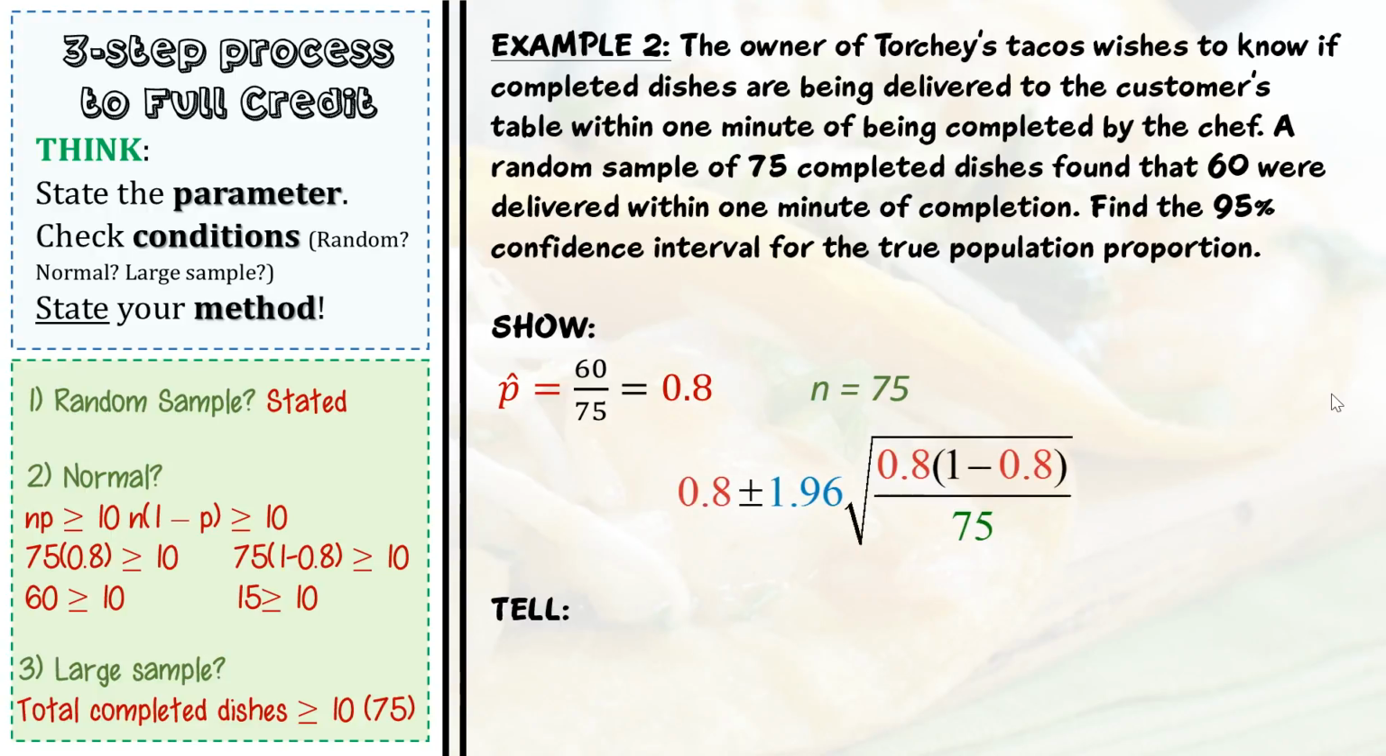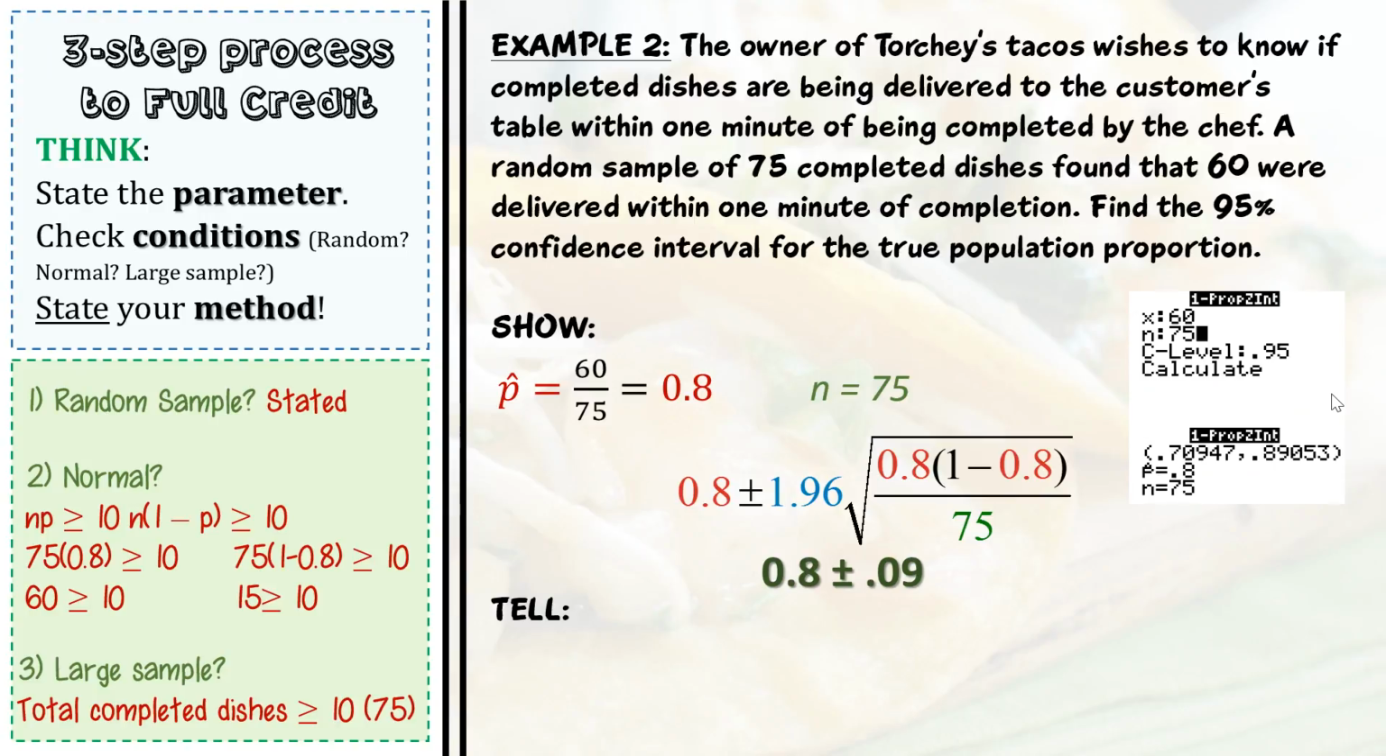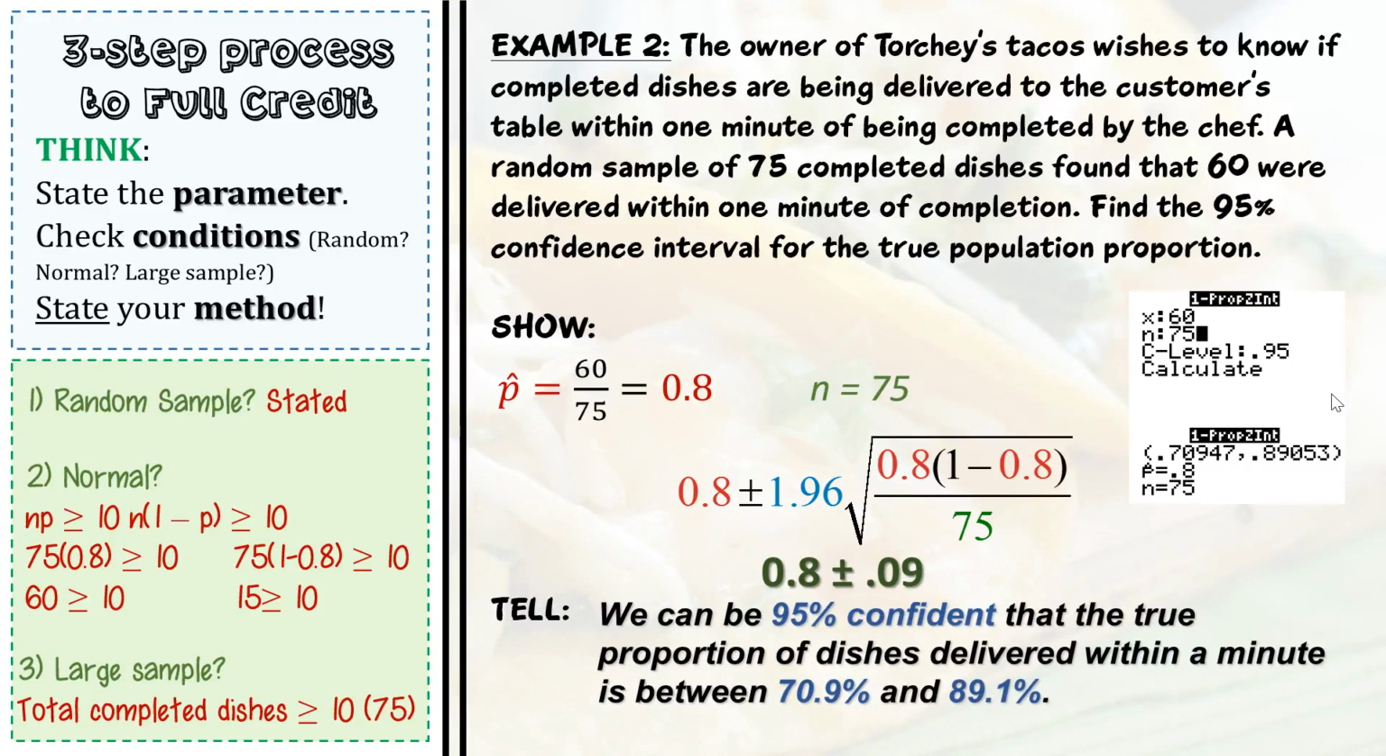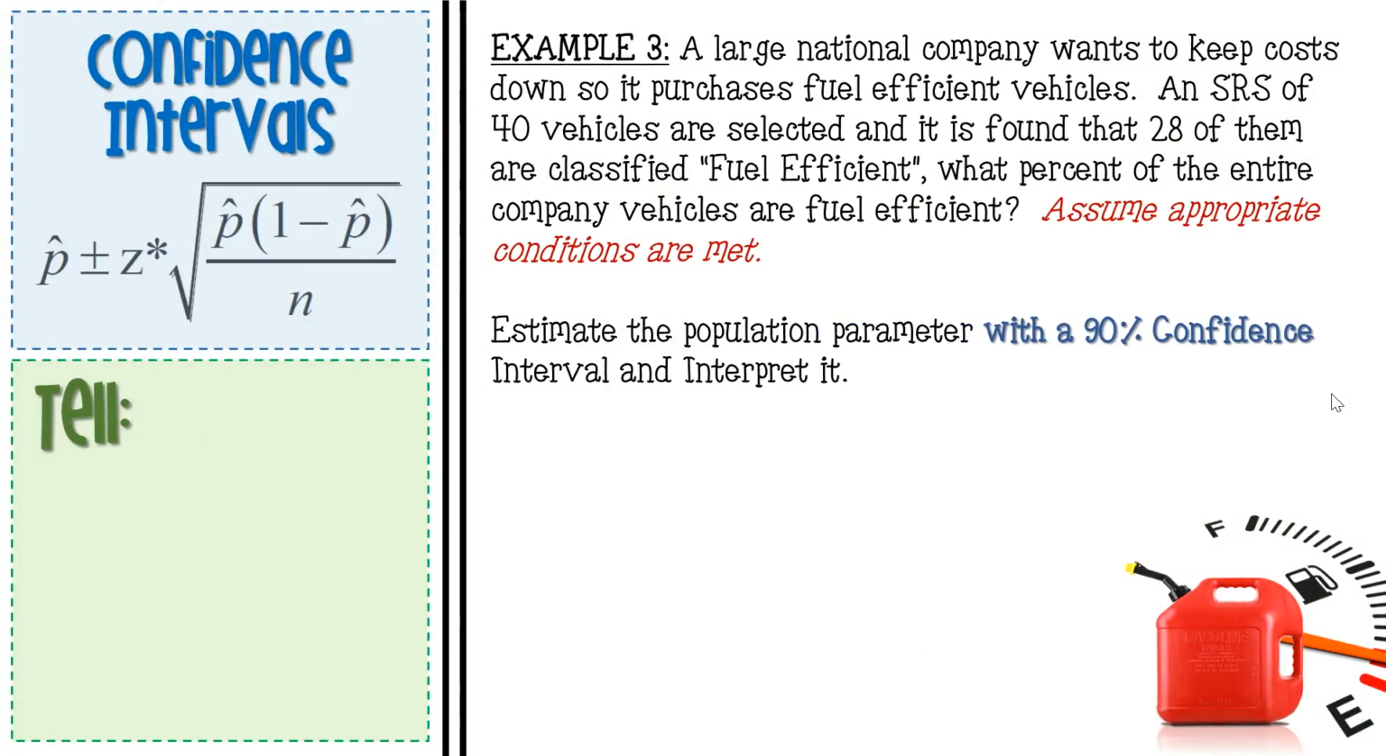And again, based on our formula, here's 80% plus or minus my margin of error. So again, 1.96 because it's 95% confidence. And again, I showed you the calculator steps if you were interested, but I also want to be sure that you understand the formula. And again, I'm 95% confident that the true proportion of dishes delivered within a minute is somewhere between 70.9 and 89.1. So again, if somebody says, hey, guess what? I think 95% of the dishes are completed. You can go, are you sure? Because I'm 95% confident that it's really between 71% and 89%. So somewhere in there.